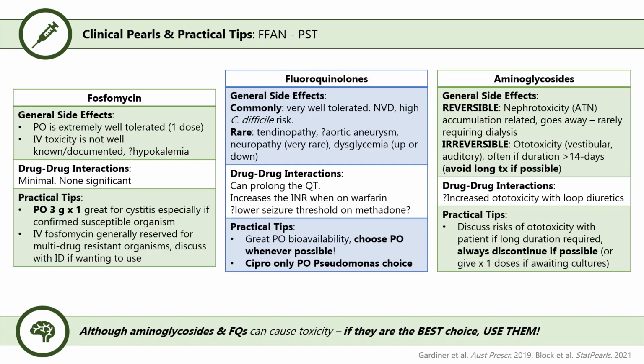Phosphomycin is a very well tolerated antibiotic and is usually given in a single oral dose of 3 grams as a sachet powder. IV phosphomycin, which does not have many known documented adverse effects, is reserved for infections against resistant organisms. Fluoroquinolones are commonly taught as having very severe and black box adverse effects.